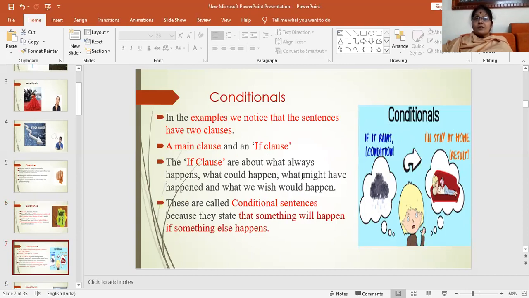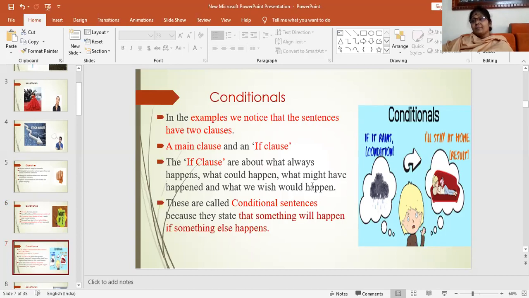So the if clause is about what always happens, what could happen, what might have happened, and what we wish to happen, right? We always speak about this, right? So the if clause will tell you about what always will happen. Say, if it rains, the lawn will get wet, which is always what happens. What could happen? If it rains, I will stay at home. That could happen, right?